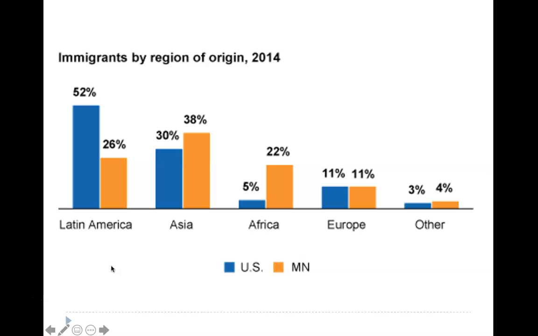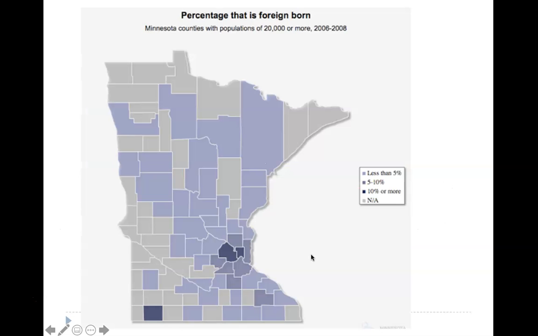Immigrants by region of origin. If we look at the United States versus Minnesota, we see a higher percentage of Asian population, right? The Karen and the Hmong immigrant communities would explain a lot of that difference. Compared to Latin American folks, there are less percentage-wise, right? A higher percentage of African, and again, we look at our Somali community in this case, right? Europe stays about equal, others stay about equal as well, right?